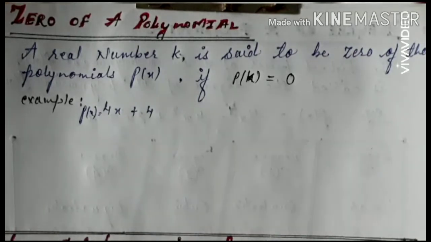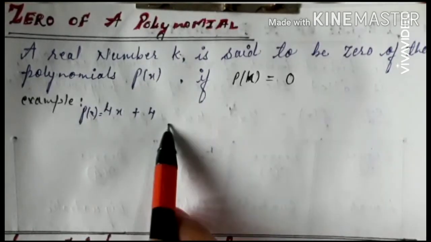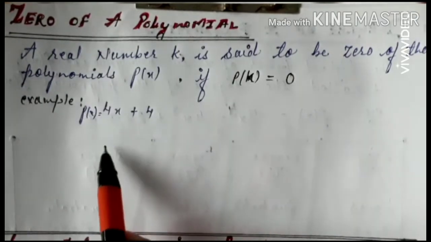First, we have taken a polynomial p(x) equal to 4x plus 4. This is your polynomial. So tell me, at which value of x will it be 0?